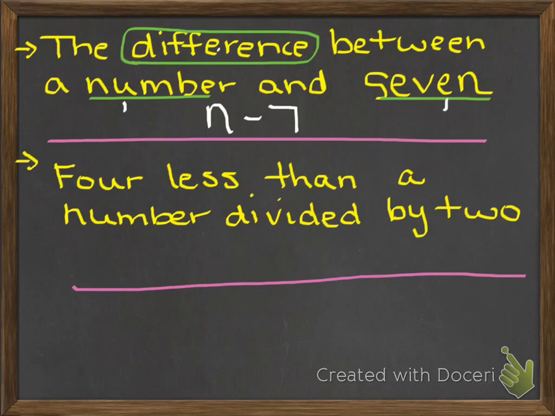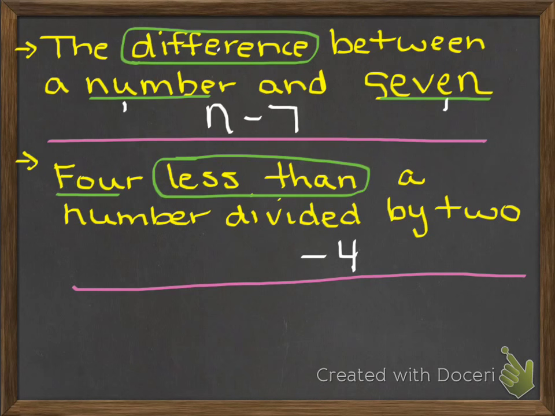The next problem says 4 less than, there's that 4, but more importantly, there's that less than. What did that less than say to do? It says to switch the order. So even though we read 4 first, it needs to be minus 4 at the end, because if you're saying it's 4 less than something, you have to tell me what that something is first. So 4 less than a number divided by 2.